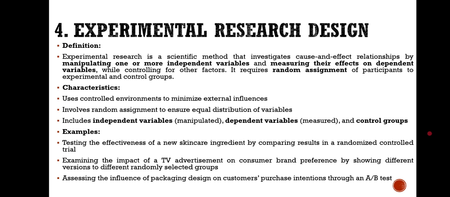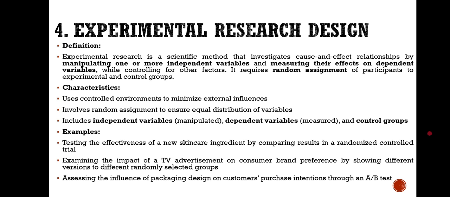And last but not the least, this is the last research design, basically experimental research design. It is a scientific method that investigates the cause and effect relationship by manipulating one or more independent variables and measuring their effect on dependent variables while controlling for other factors. It requires the random assignment of participants to experimental and control groups. So these are the characteristics of experimental research design.